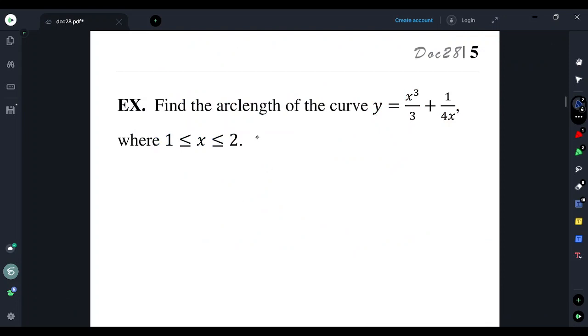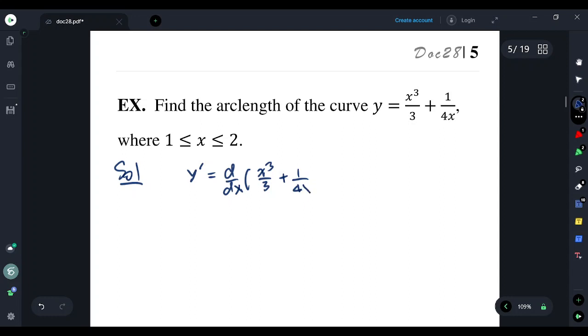Okay, so let's do another example. Find the arc length of the curve y equals x to the power 3 divided by 3 plus 1 over 4x, where x goes from 1 to 2. Okay, so by the formula, we differentiate y, which is d by dx of x to the power 3 divided by 3 plus 1 over 4x, and by the d by dx formula, it is x squared for the first term and minus 1 over 4x squared for the second term.